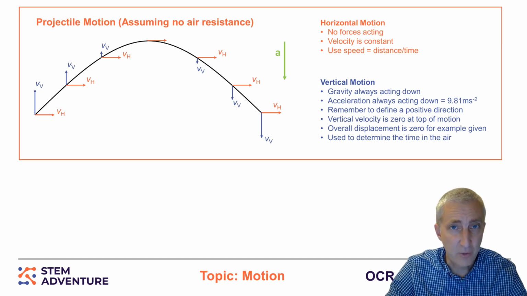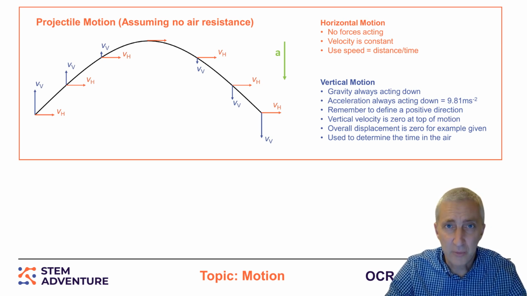We use the Suvat equations for the vertical component of the velocity, but it is critical that we set a positive and negative direction, and remember that acceleration always acts down.